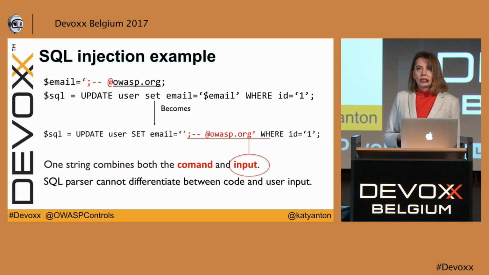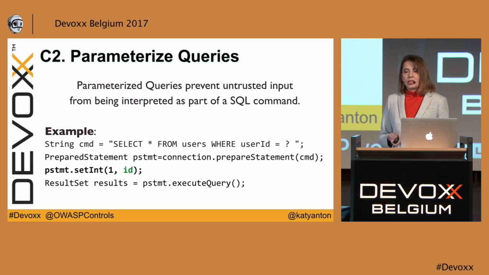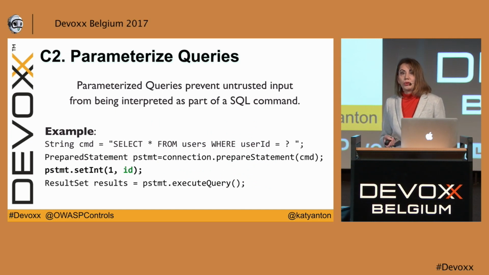What about this? It's 2017, and we still have cases of SQL injection. This works by tricking the SQL parser into interpreting the input as part of the SQL command. The defense for this is parameterized queries. This helps prevent untrusted input from being interpreted as part of the SQL command. But it's important that if we use this, then we bind to the variable.